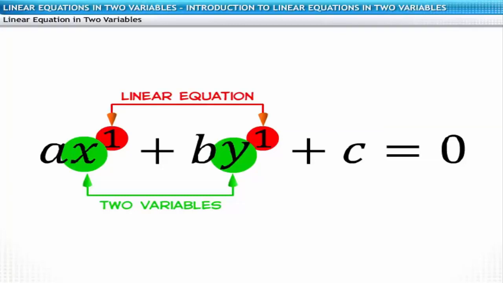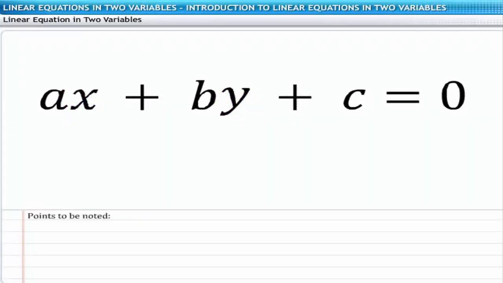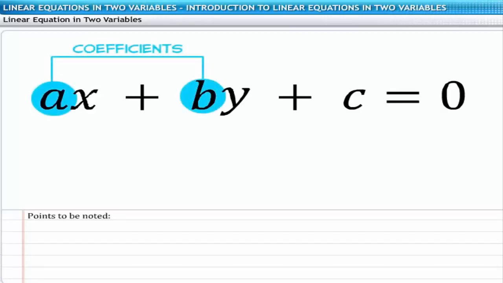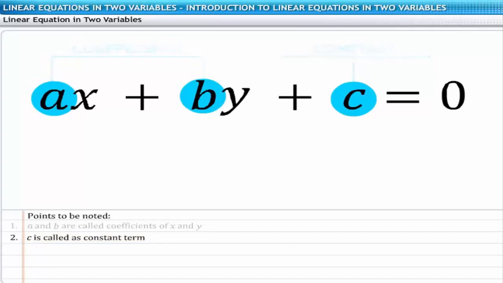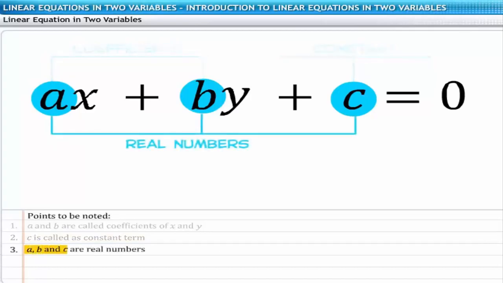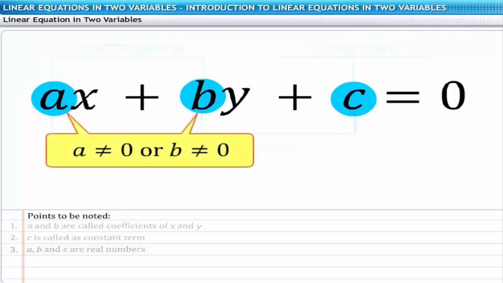Here are some points regarding the linear equation in two variables. a and b are called coefficients of x and y. c is called a constant term. a, b and c are real numbers. And in a given linear equation, both a and b should not be equal to 0.